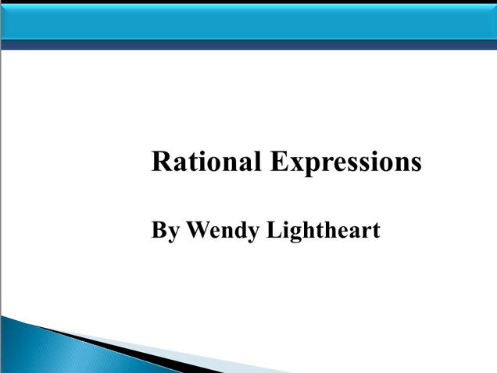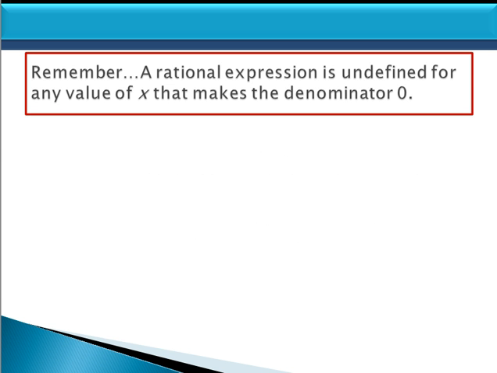Now, rational expressions is just a fancy term for fractions that have variables in them. Remember that a rational expression, or a fraction, is undefined for any value of x that makes the denominator 0.